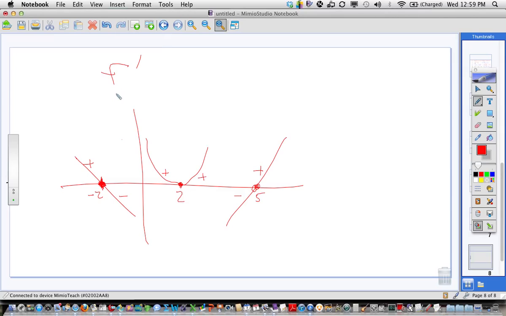We're going to do some graph matching today, where I'm going to give you some F prime graphs and some F graphs and have you match them up. And you're going to have to think through this information. All right. So that's kind of where we're headed with this. Okay.